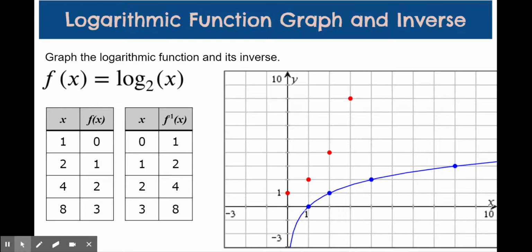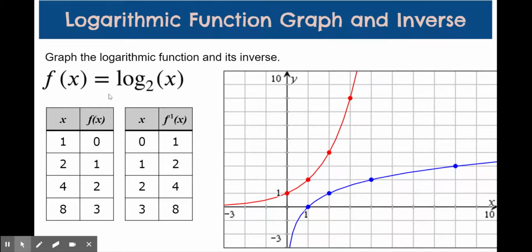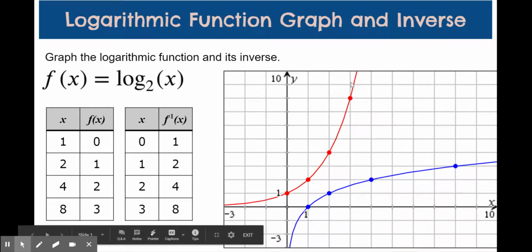Now I can graph a curve through those points. We have this graph here. And we know that the inverse of a logarithmic function is the exponential function. And we can see here that this looks exponential in nature. So it's got an exponential curve to it.